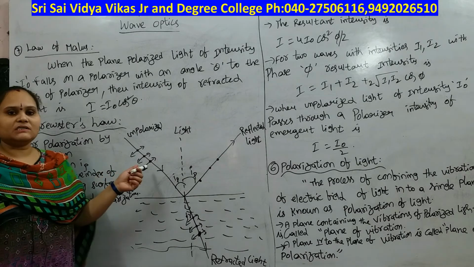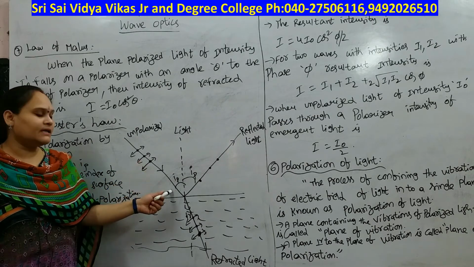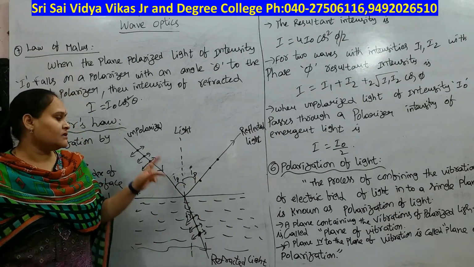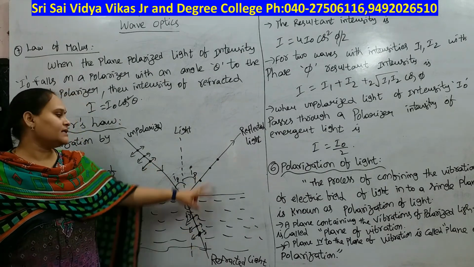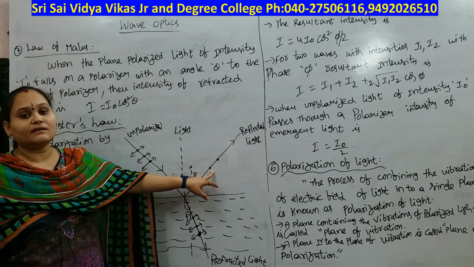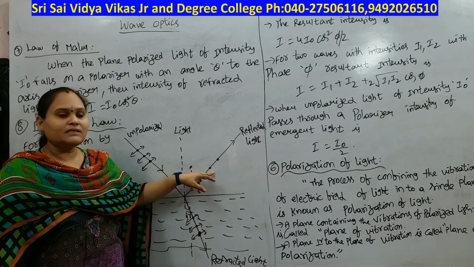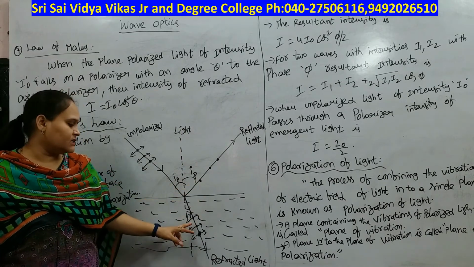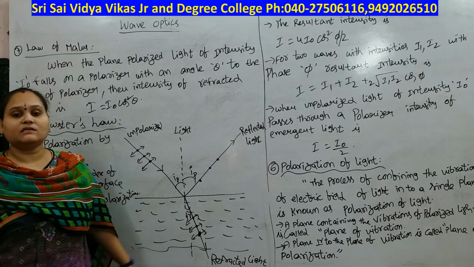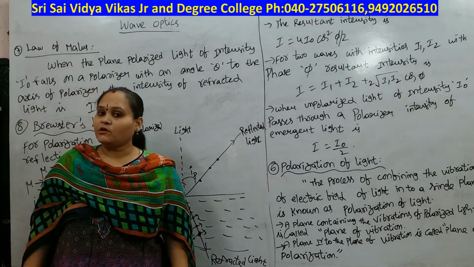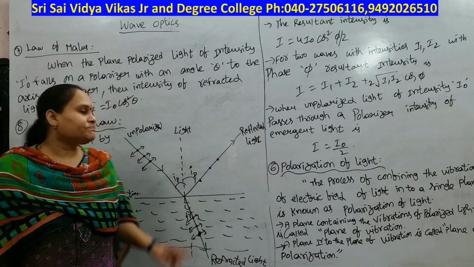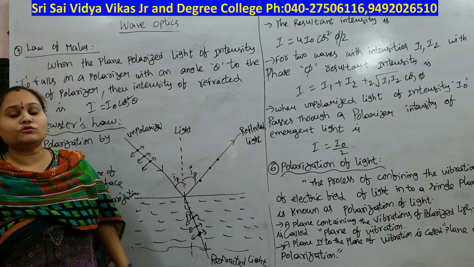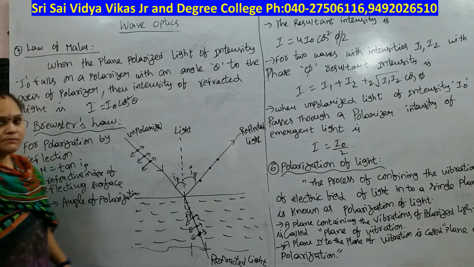Here we are observing a diagram. This is the unpolarized light, this is the refracted light and this is the reflected light. The reflected light is the polarized light. This is IP, the angle of polarization, and this is the angle of refraction r. The refracted light is unpolarized. So we get polarized light due to reflection. This is Brewster's law.